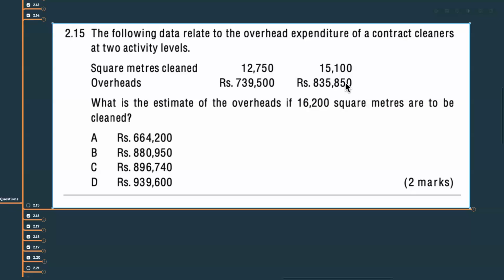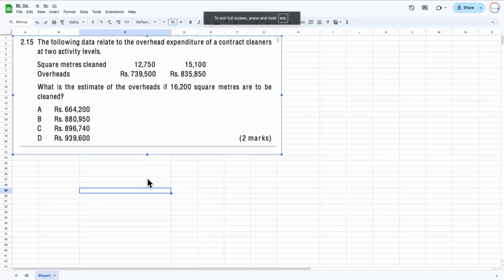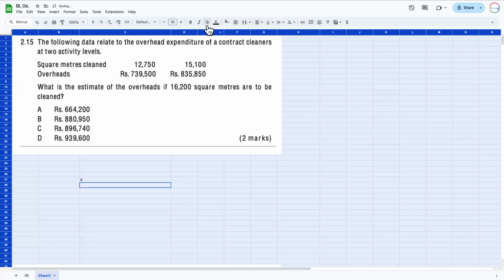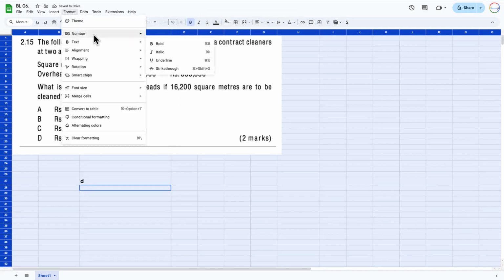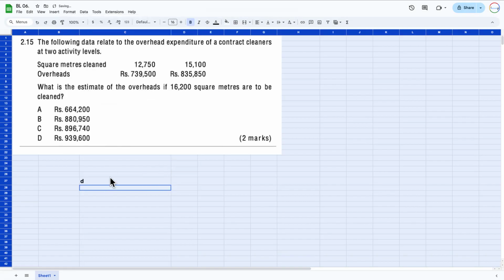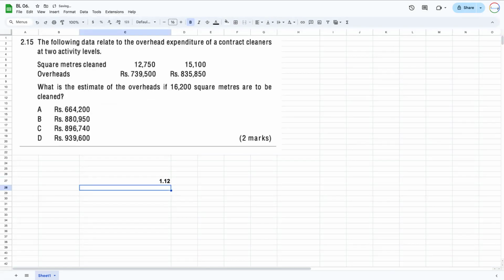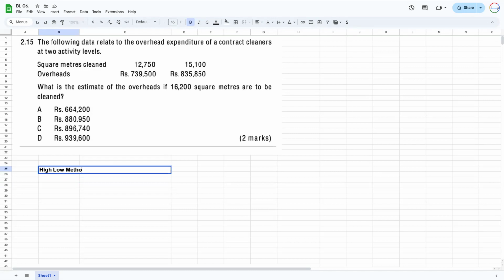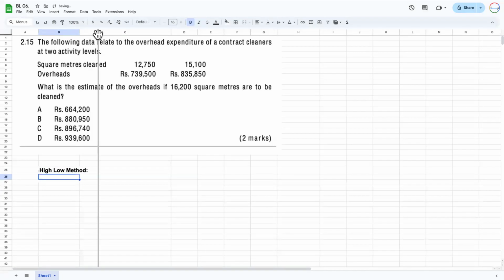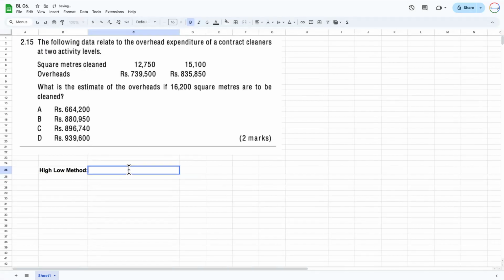So how can we fix this? So here's the question. I'm going to do this question for you. So let's do this question. First we have to have a formula, the high-low method formula. So the high-low method formula is simply this.